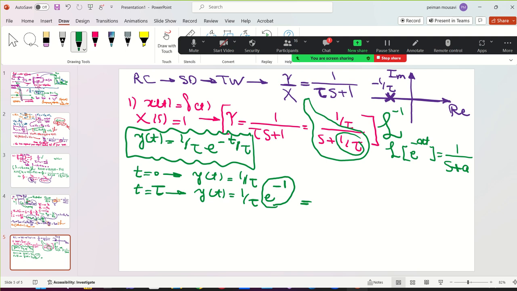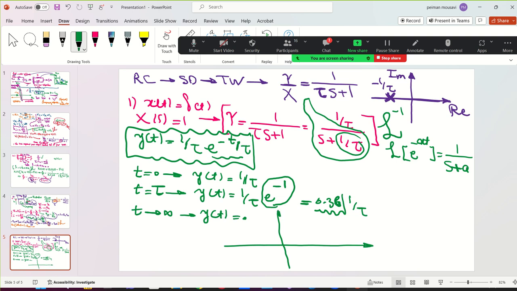Anyone? 0.36. I don't care about the rest. Okay, 1 over tau, I'm working on this number. If t is a large number, say infinity, your y of t is going to be 0, because this is 0. Let me plot it for you guys.